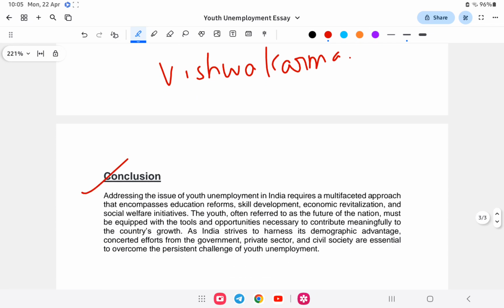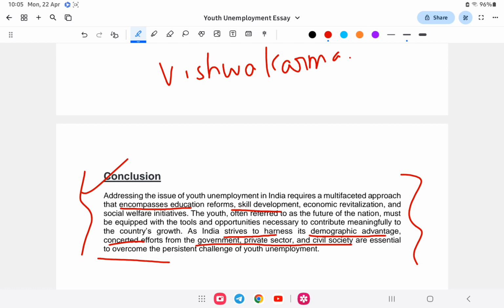So, conclusion: addressing the issue of youth employment in India requires a multifaceted approach that encompasses education reforms. As India strives to harness its demographic advantage, concerted efforts from the government, private sector and civil society are necessary and essential to overcome the persistent challenge of youth employment. So you can give a conclusion on the essay.